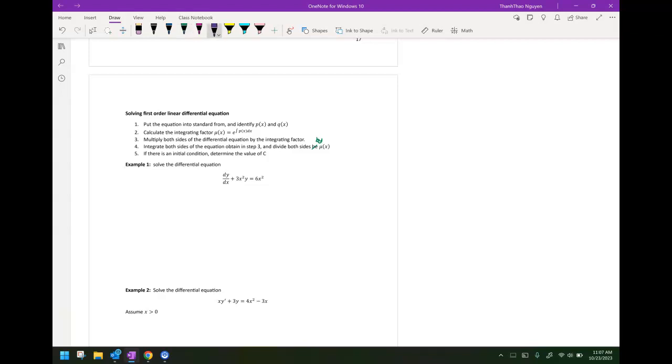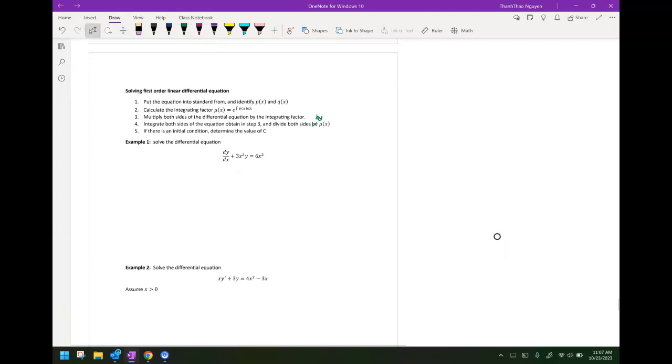So let's start with our first example: dy/dx + 3x^2 y = 6x^2. So P(x), in this case, equals 3x^2, and Q(x) equals 6x^2. Our first step is to calculate the integrating factor mu(x) = e to the integral of P(x), that is 3x^2 dx, which is e^(x^3). So now we have our integrating factor.